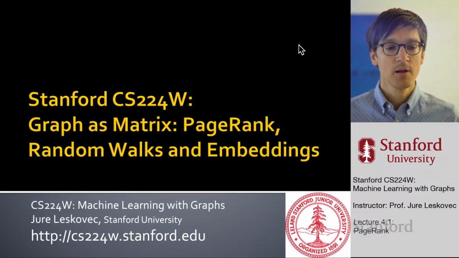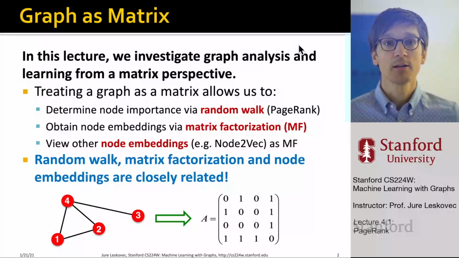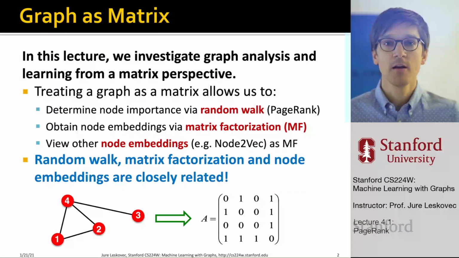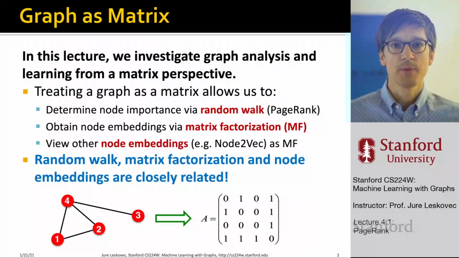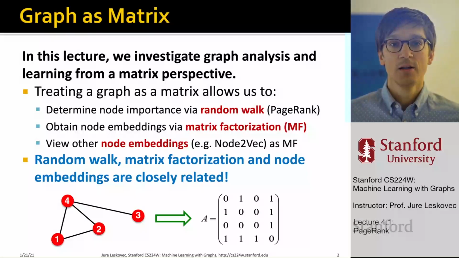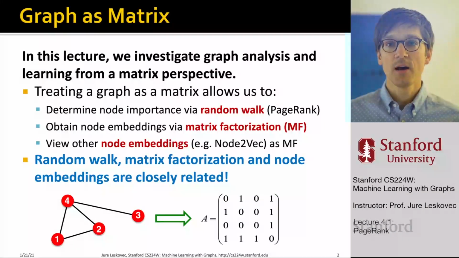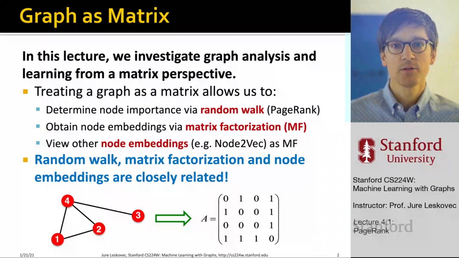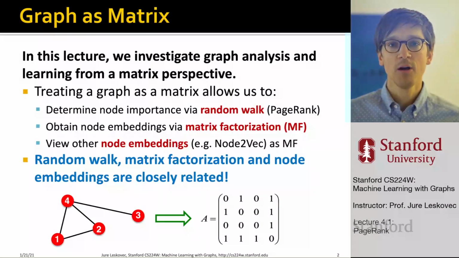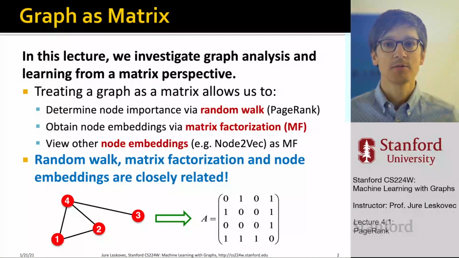So let's start. Today I want to talk about looking at a graph as a matrix. We are going to investigate graph analysis and learning from the matrix linear algebra perspective. We are going to treat a graph as a matrix, and this will allow us to define node importance via random walks. And this is the famous PageRank algorithm. We are then going to extend this into the notion of matrix factorization. And then we are going to see how node embeddings, meaning node2vec and DeepWalk, are essentially a form of implicit matrix factorization.